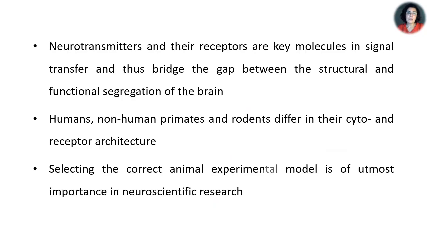So, concluding, neurotransmitters and their receptors are key molecules in signal transfer and thus bridge the gap between the structural and functional segregation of the brain. Humans, non-human primates, and rodents differ in their cyto- and receptor architecture, not just at the regional, but also at the laminar level. And therefore, selection of the correct animal experimental model is of utmost importance in neuroscientific research.